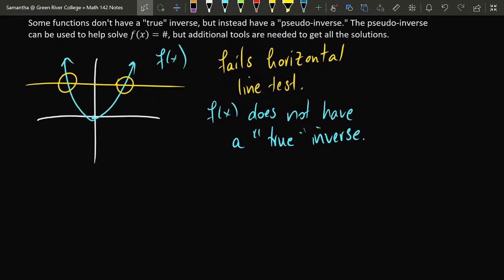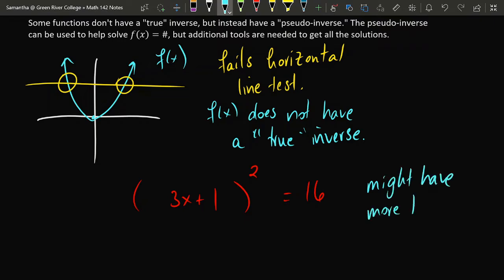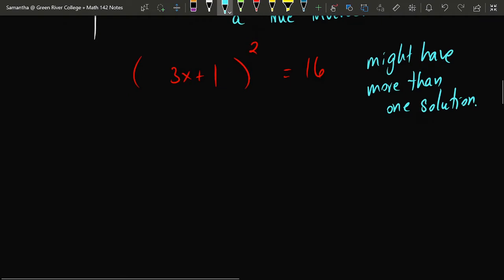Which means that equations that contain a square, for example, if I had (3x plus 1) squared equals 16, this might have more than one solution. So in order to find all of the solutions, some tricks and extra special techniques are required.